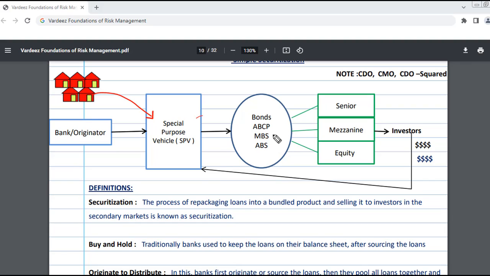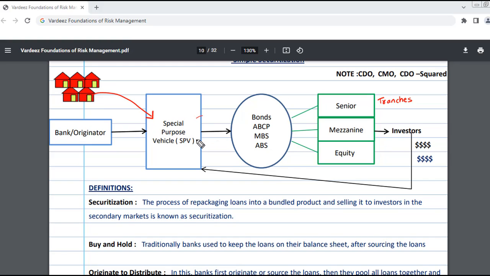These securities will be created into different layers, or categories, known as tranches. I want you to remember this terminology: tranches, that is senior tranche, mezzanine tranche, equity tranche. These are the layers of securities that have been created by the SPV with the help of this pool of loans. Then these securities are sold to the investors, so investors will buy these securities created out of the pool of loans.